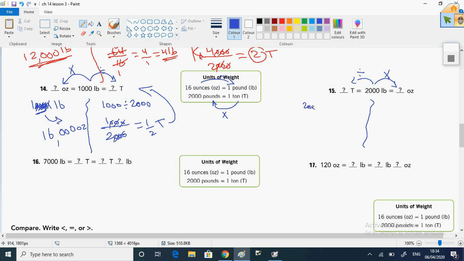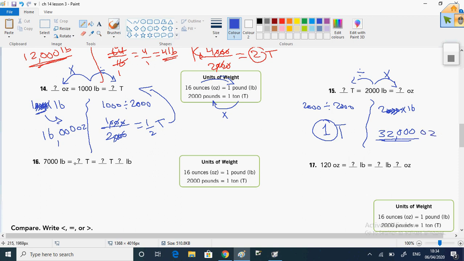So 2000 divided by 2000. Any number divided by itself, it's 1. So it's 1 ton. And here 2000 times 16. I will bring the zeros down in the answer direct and cross them from here. So 16 times 2 is 32,000 oz.